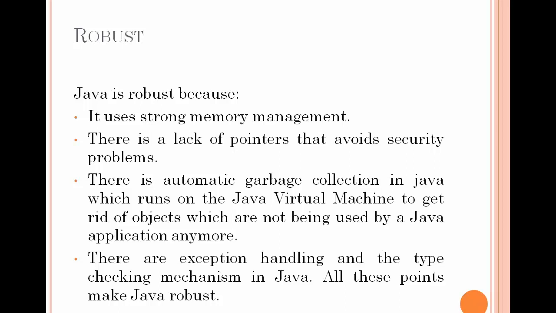There is a lack of pointers, which avoids security problems. So there is no explicit pointer. There is automatic garbage collection in Java, which runs on the JVM to get rid of the objects which are not being used by the Java application anymore. Then there are exception handling and the type checking mechanism in Java. So all these points make Java robust.